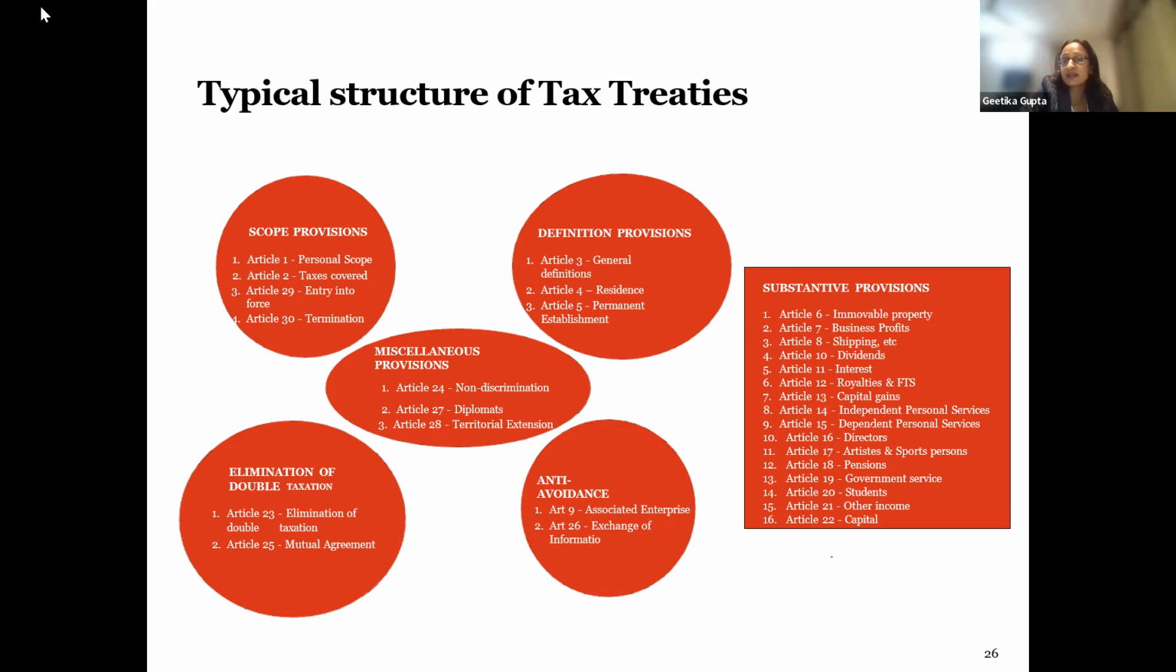Supposing the non-resident supplies software and the Indian party deducts tax. The non-resident believes, no, this payment is not taxable. Then it will file a return and claim refund of that withholding tax.